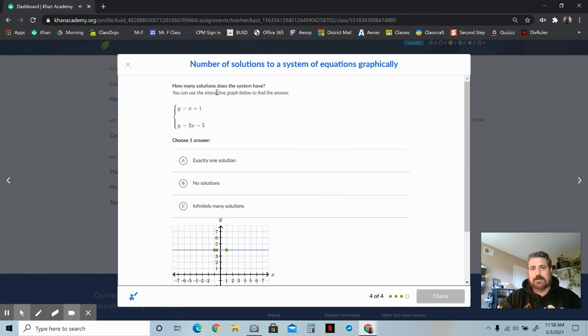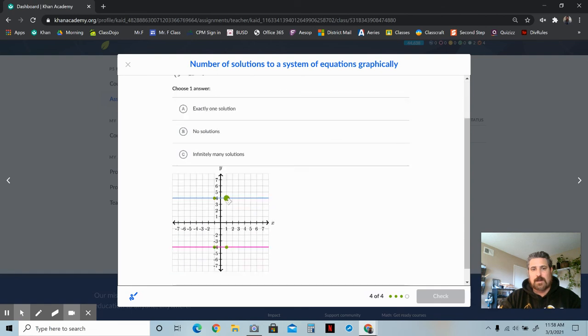And then it says, how many solutions does the system have? So this one's y equals x plus 1. To graph that line, you go to 1 on the y-axis, and the slope is 1, since it's basically 1x. So we're looking at up 1 to the right 1, a 45-degree angle.